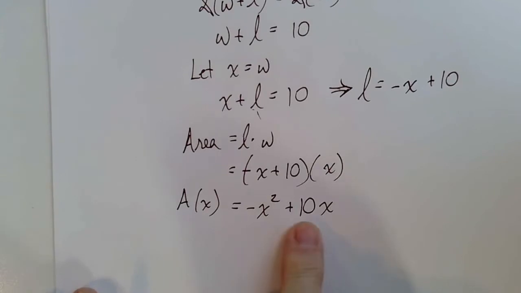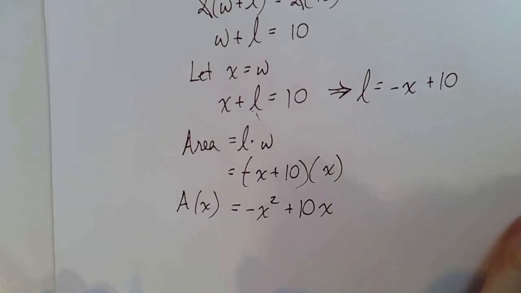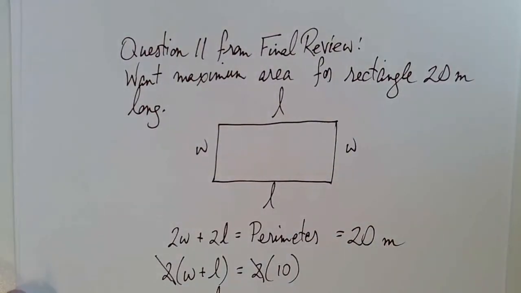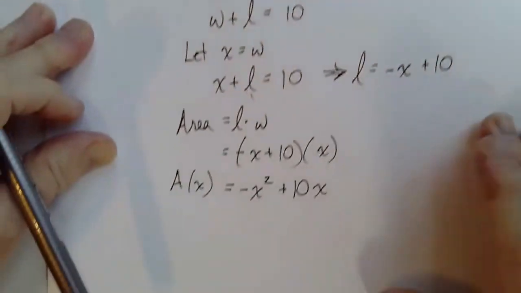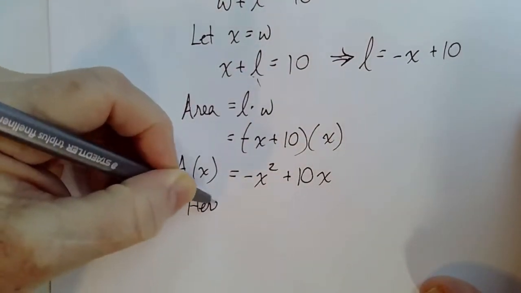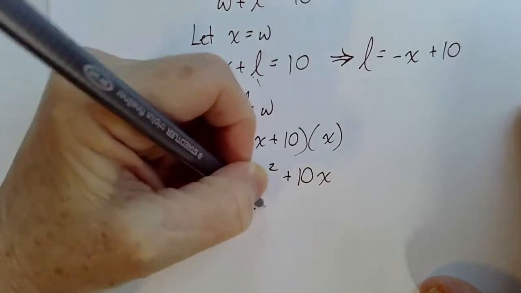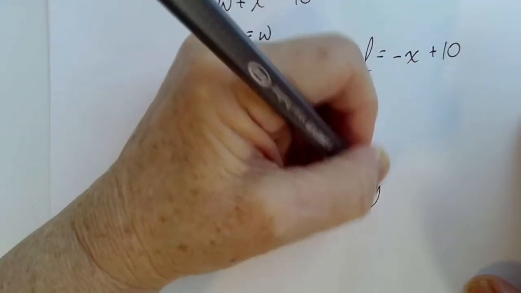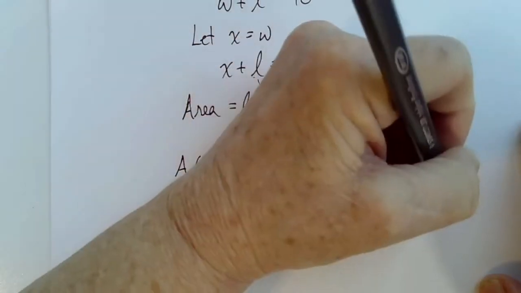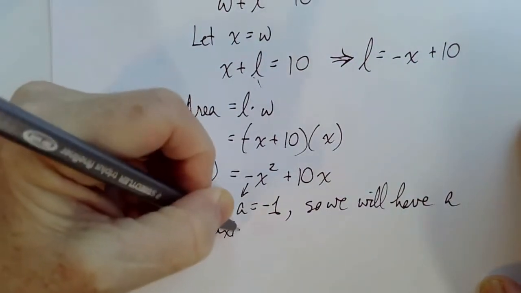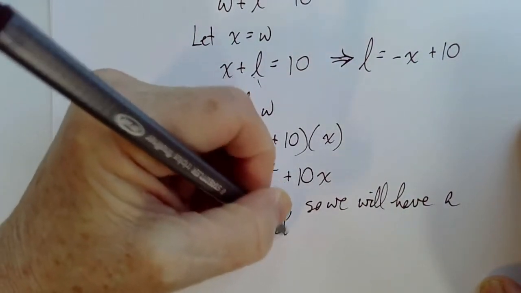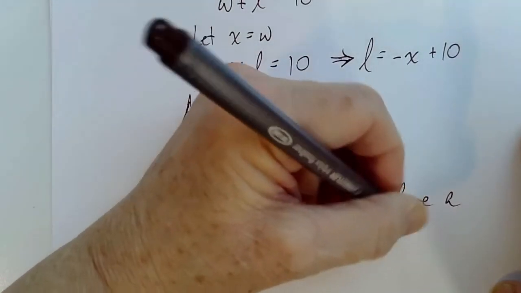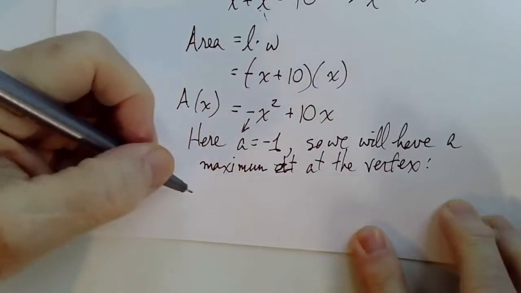But now I see that this is a quadratic. And since it's a quadratic, I know that the maximum or the minimum occurs at the vertex. Well, let's look at the value of A. Here it is. A is equal to negative 1. So we will have a maximum at the vertex. So we just have to find the vertex.